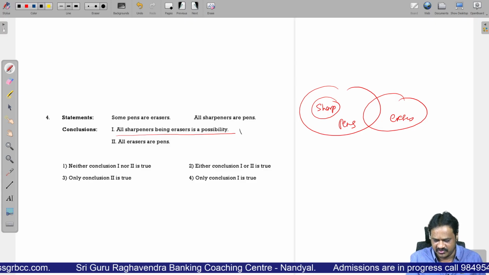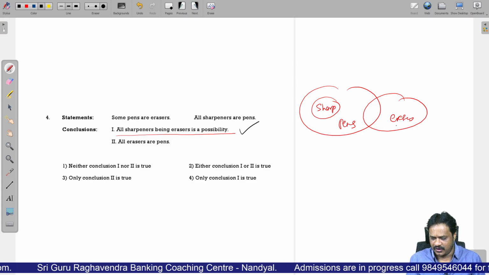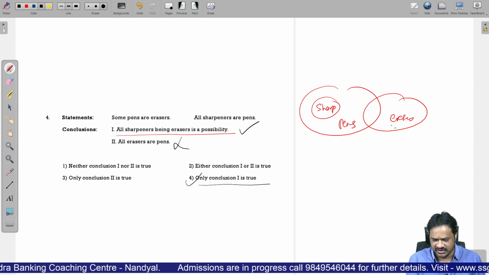Therefore, any possibility definitely follows. All erasers are pens. You can say some erasers are pens. Therefore, the second one does not follow. Only the first one definitely follows.